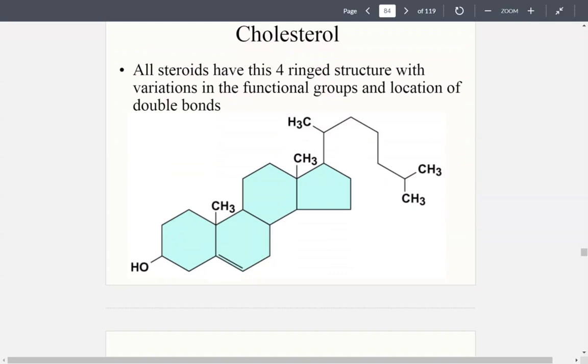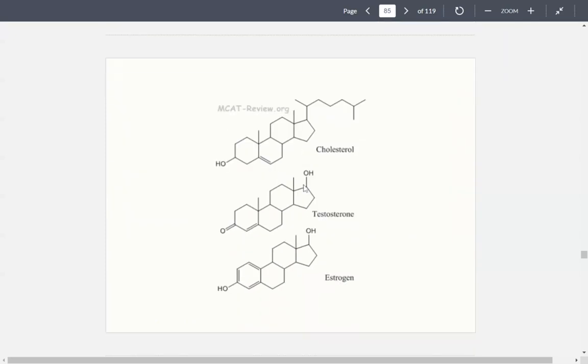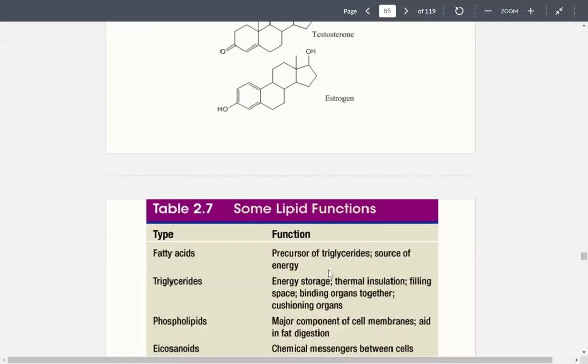Now, this is the base of which all of what we just talked about is based on. All steroids are going to have this 4-ringed structure, 3 hexagons and a pentagon. And what's attached and where is what's going to give it its difference. And where these double bonds pop up is also going to be what gives them their different names and functions. For instance, this is cholesterol, this is testosterone, this is estrogen. You can see the very subtle differences.